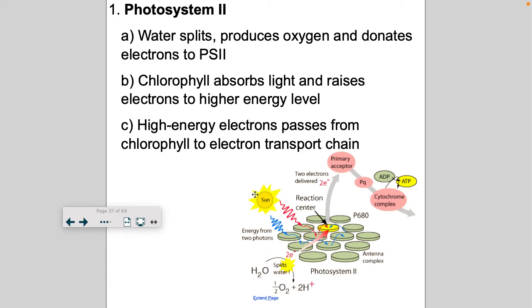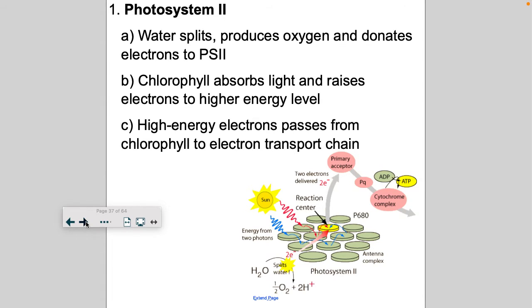While this is happening, chlorophyll is going to absorb light, and you can see I have my little round discs, my pigments, arranged. They're going to bounce around and they're going to hit the center of this reaction center, and those electrons from where water splits are going to get super energized. So chlorophyll absorbs light and passes that energy from light onto the electrons, releasing them to a higher energy level. And then these high energy electrons are going to pass from the chlorophyll to the ETC.